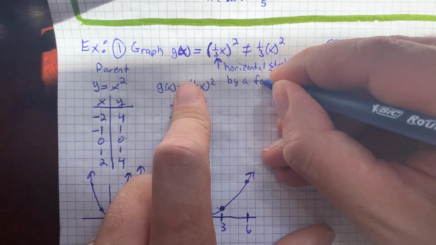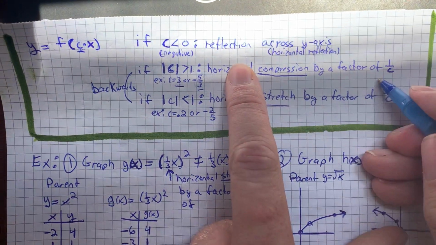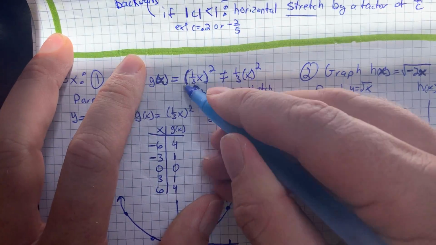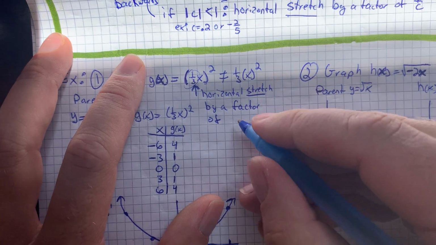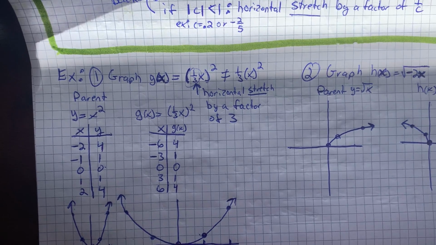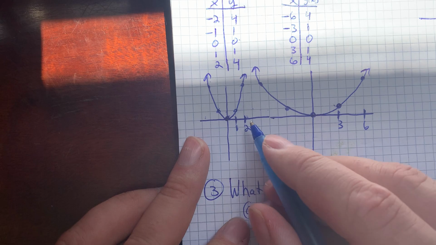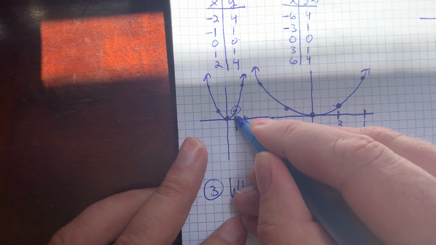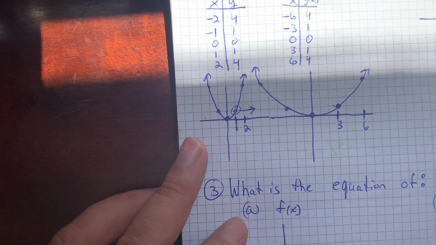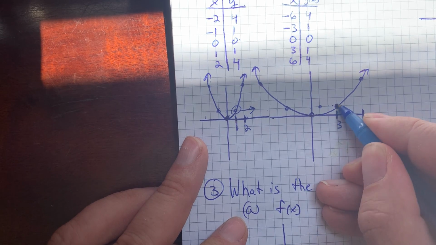by a factor of, and we wrote up here that it's a factor of 1/c. It's the reciprocal of c. And for a fraction, you just flip the fraction. So it's a horizontal stretch by a factor of 3. That means that every x value will be 3 times further out from the vertex than it normally would be. So this x value is normally 1 away from the vertex. We take this and we horizontally stretch it out 3 times. Notice instead of being at (1, 1), it's now at (3, 1).